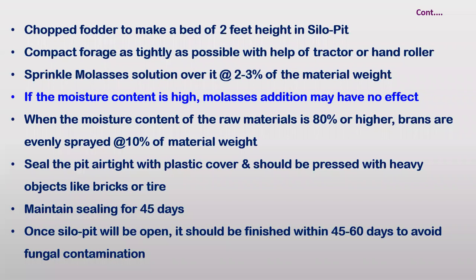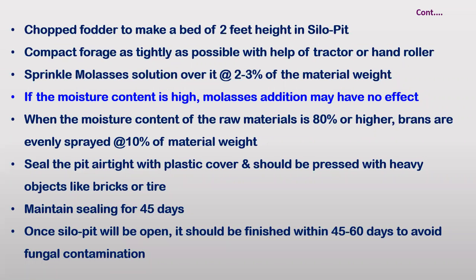Then we can also sprinkle some molasses solution at the rate of 2 to 3% to improve the fermentation rate, to improve lactic acid production, and to improve the soluble sugar content in that silage fodder. If the moisture content is high, then molasses addition may not work. This is very important. We should not use molasses then, because there is no effect and it is a wastage of money.